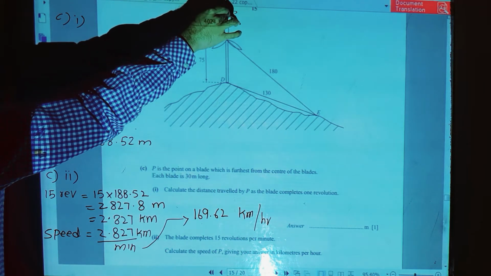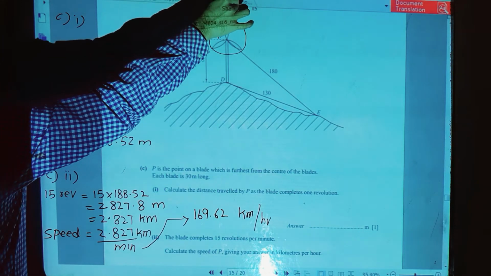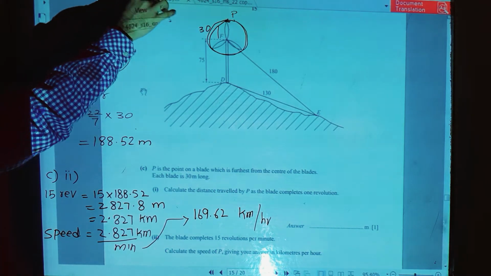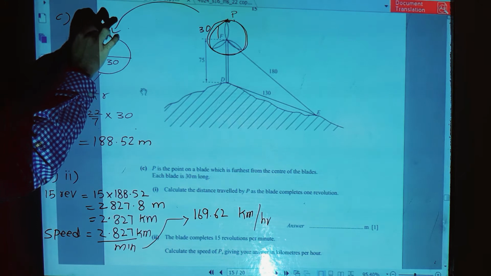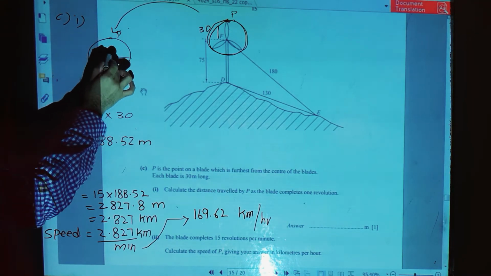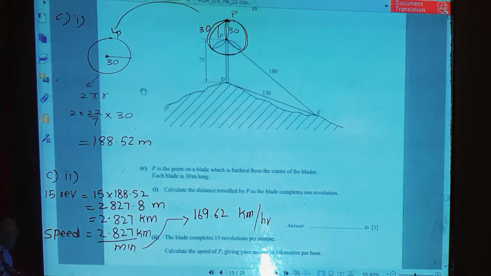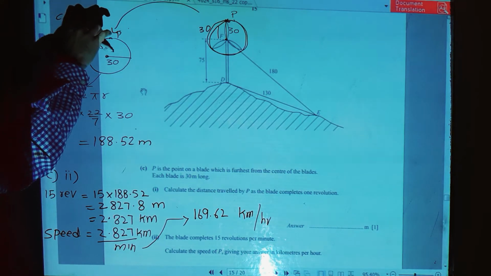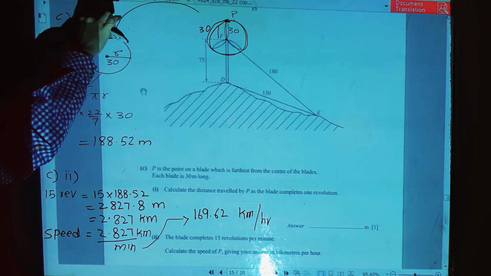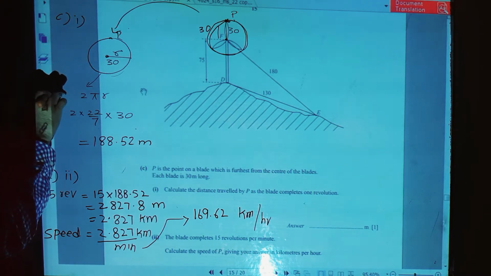One revolution means the blade will rotate like this. So it will form a circle, and P will rotate along the circumference of this circle. This circle has a radius of 30, because from the center till here we have 30 meters, the length of the blade. We need to find the circumference where P is moving, and one revolution means one complete circle, so that is 2 pi r.